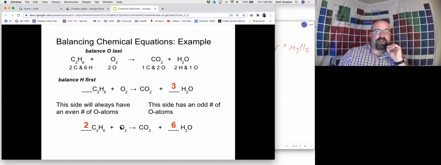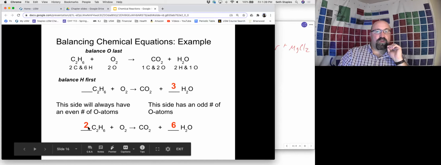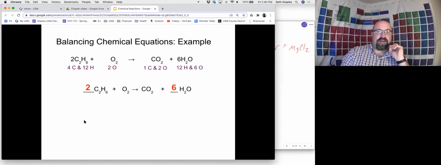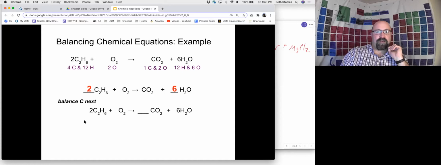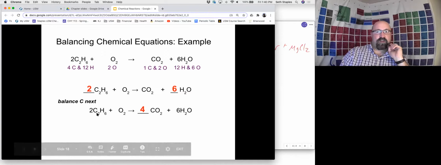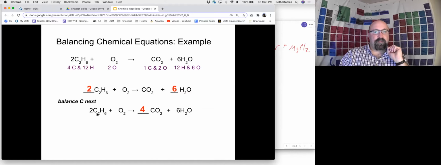We can see that we're going to need 2 C2H6s, because we now have 12 hydrogens here. This gives us 12 hydrogens over here. We're going to go ahead and fix carbon next. 2 C2H6s, so that's 4 carbons. So we're going to need 4 CO2s to balance that out.